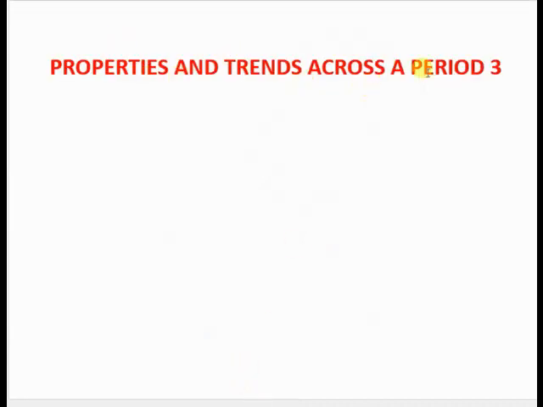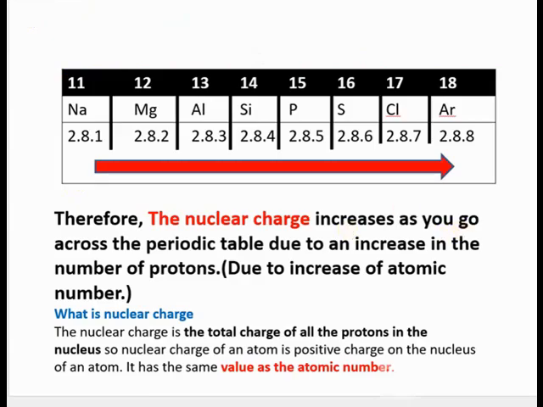Properties and trends across period 3. Now we want to look at period 3. What are the trends across the period? But before that, we want to look at this. Across the period, we have metals and nonmetals. We start with sodium, atomic number 11, magnesium, 12, aluminium, 13, silicon, 14, phosphorus, 15, sulfur, 16, chlorine, 17, and finally argon, 18.